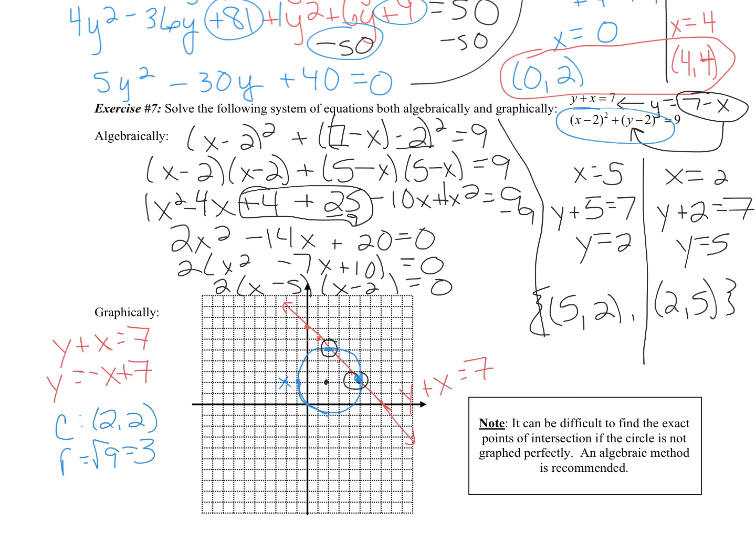I'm going to also write my circle equation next. So x minus 2 squared plus y minus 2 squared equals 9. And then somewhere, because I'm solving this graphically, I'm going to write my answers, which are 2, 5 and 5, 2. There's a note, it can be difficult to find the exact point of intersection if the circle is not graphed perfectly. An algebraic method is recommended. So you can see with the uncertainty of graphing a circle, graphing is okay. We show it works. We show it's equivalent to algebraic solutions, but it is kind of easier to do these algebraically.